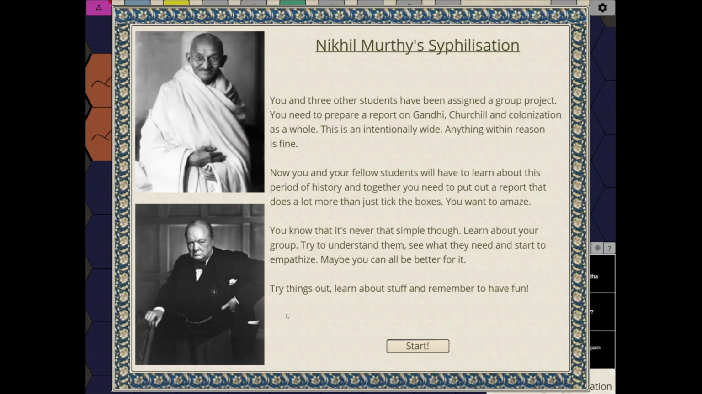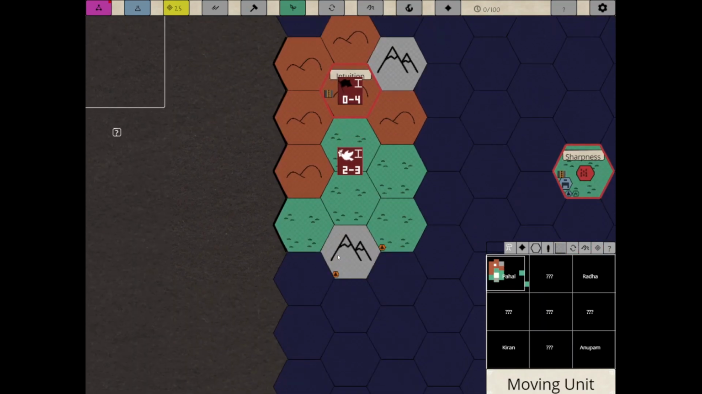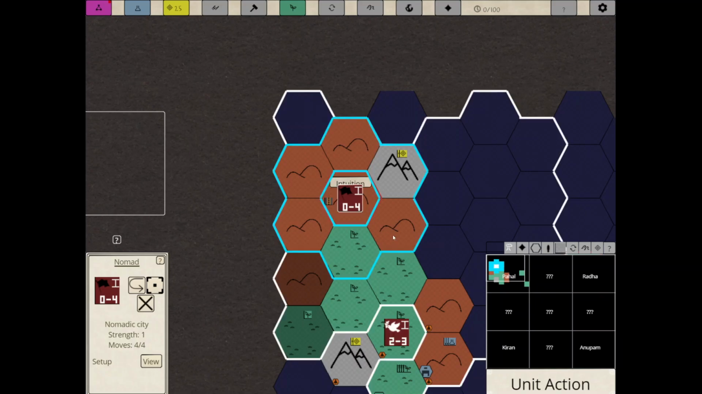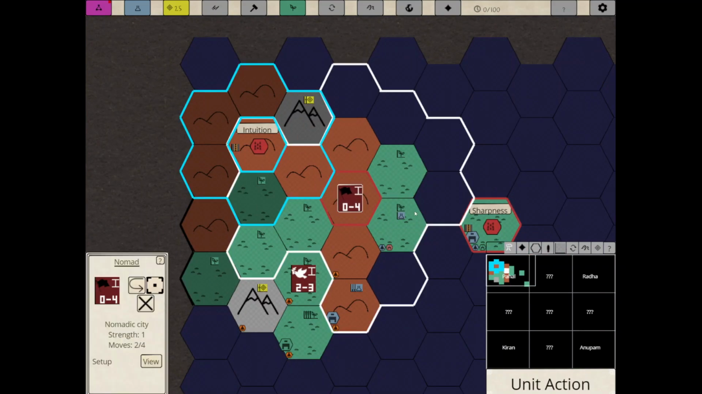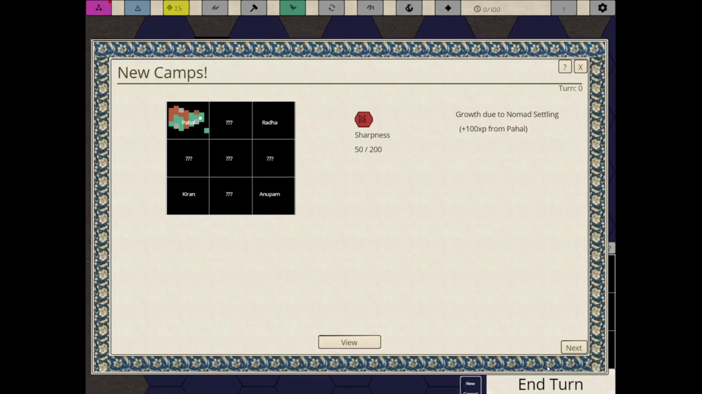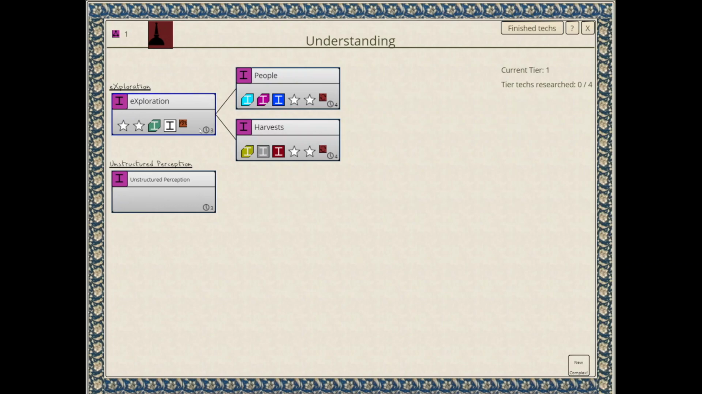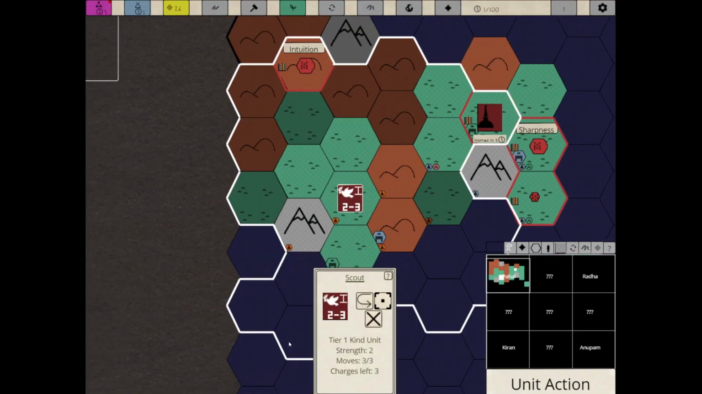Hi, this is Syphilisation, a post-colonial 4X game in which you play a student doing a group report on Gandhi, Churchill, and the Raj. The idea behind this game is that the standard patterns of 4X games tend to uncritically reproduce a lot of worrying and, in particular, colonial tropes around things like how history is a conflict of nations, around there being a single winner, and around the predestination of history, essentially, that all paths lead to the current day.